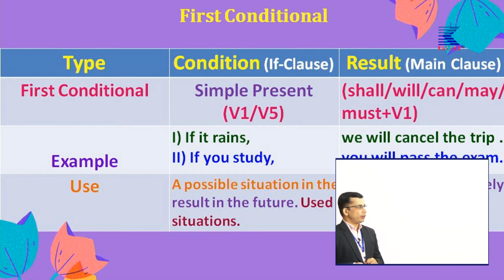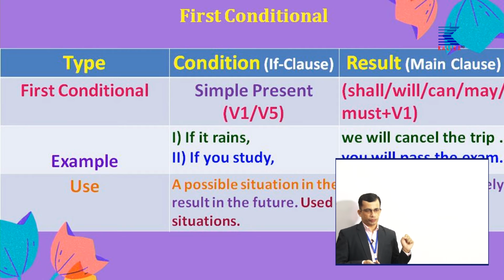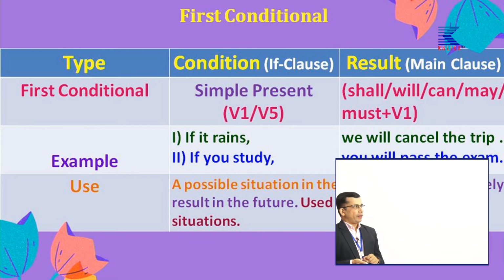For example, if it rains, we will cancel the trip. See, in the if clause, verb 1 or verb 5, general situations, and the consequence part, the main clause, will plus verb 1, will cancel, right. Okay. Second example, if you study, you will pass the exam. Okay. Verb 1 is there and will plus verb 1 in the main clause, right.